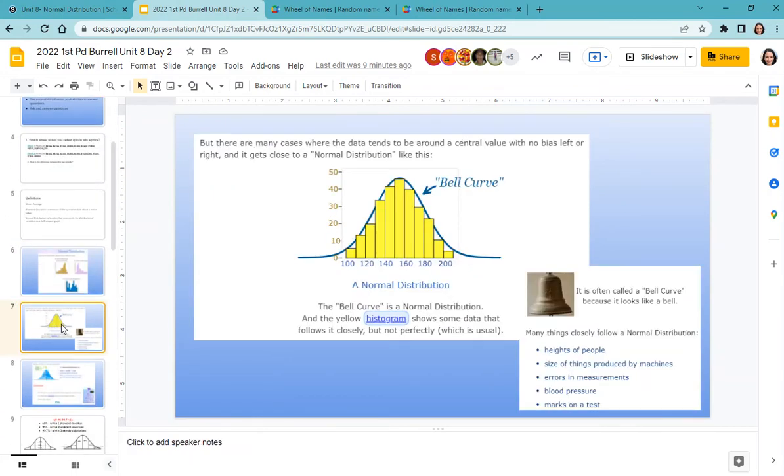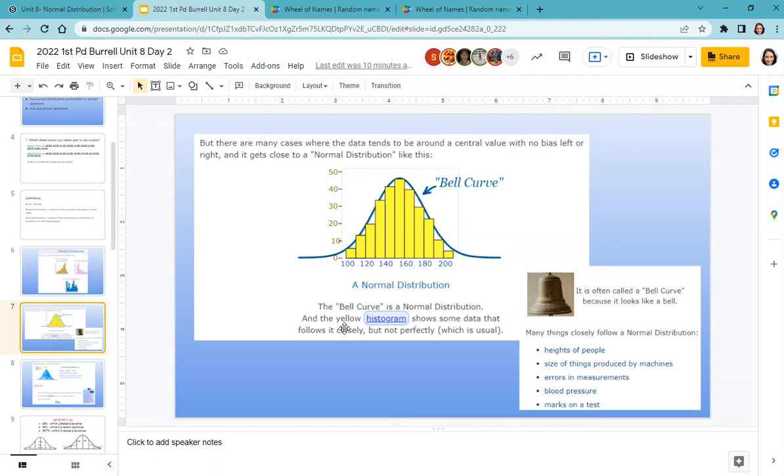All right, but this is a special case when your data is normally distributed. That happens when you get a lot of values in the middle, some values that are close to the middle, and just a few values that are far from the middle. This curve right here inside is called the histogram, and this curve here is called the bell curve or the normal distribution.